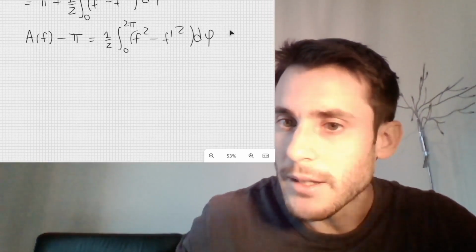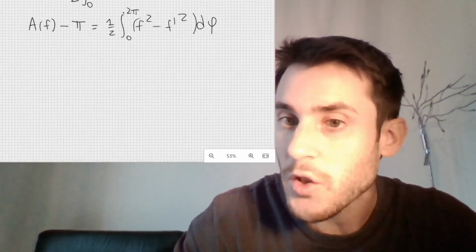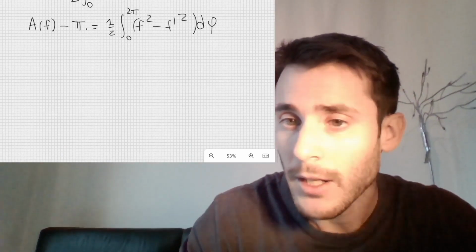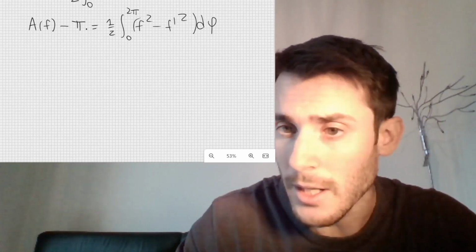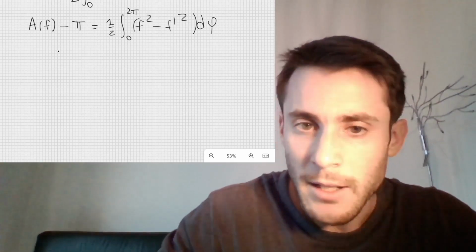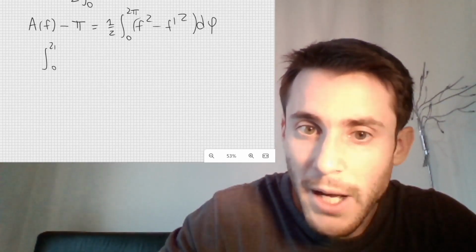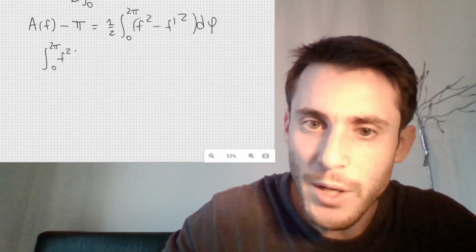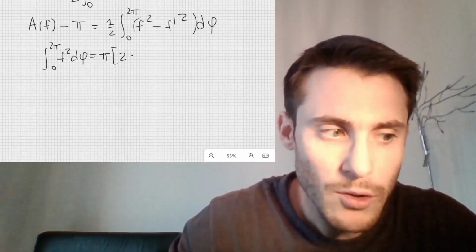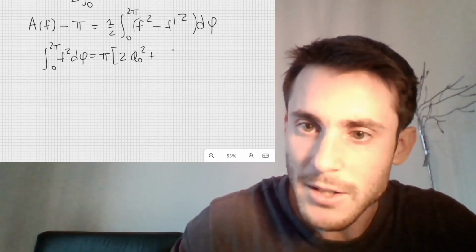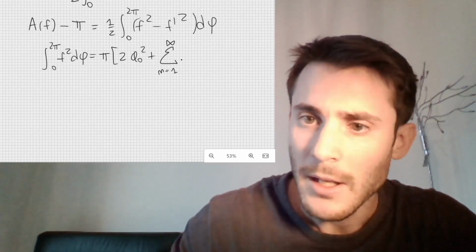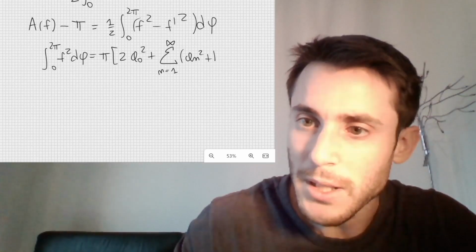But now we can calculate the integral of f squared by using the expression that we wrote earlier, the Fourier series expansion, and also for f prime squared. We can do both of them. And the integral from 0 to 2 pi of f squared d phi is equal to pi times 2 a0 squared plus summation over n from 1 to infinity of an squared plus bn squared.